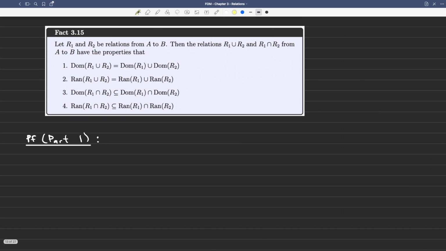So let's do part 1 here. Part 1, I'm trying to prove that the domain of R1 union R2 is equal to the domain of R1 union separately with the domain of R2. Now notice again, what are we proving?